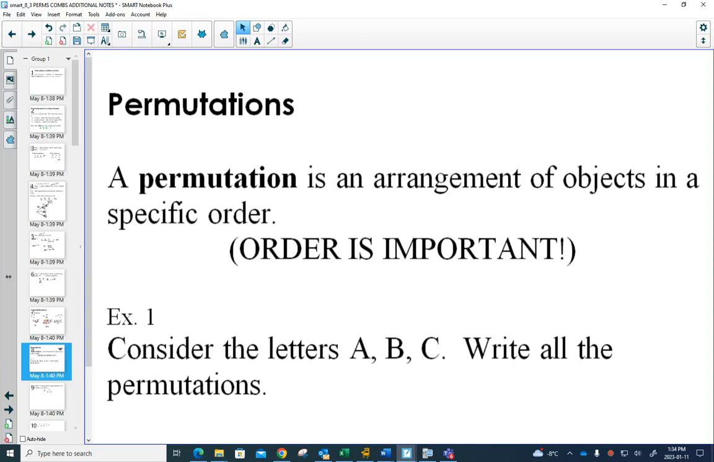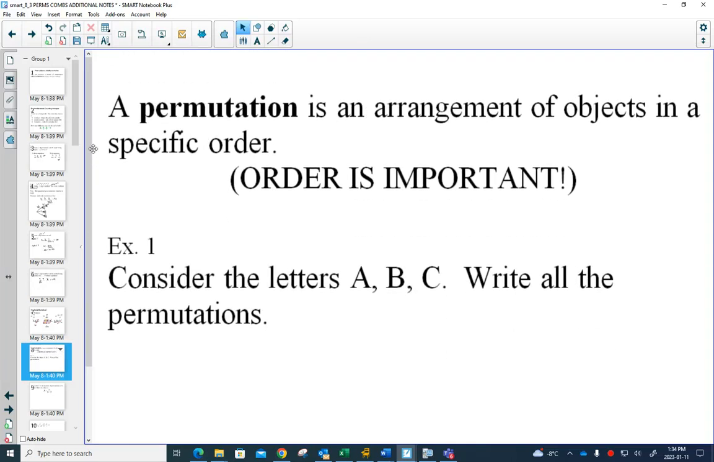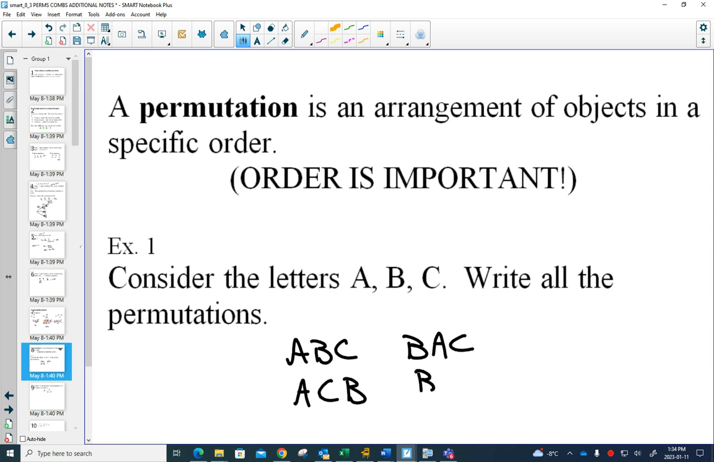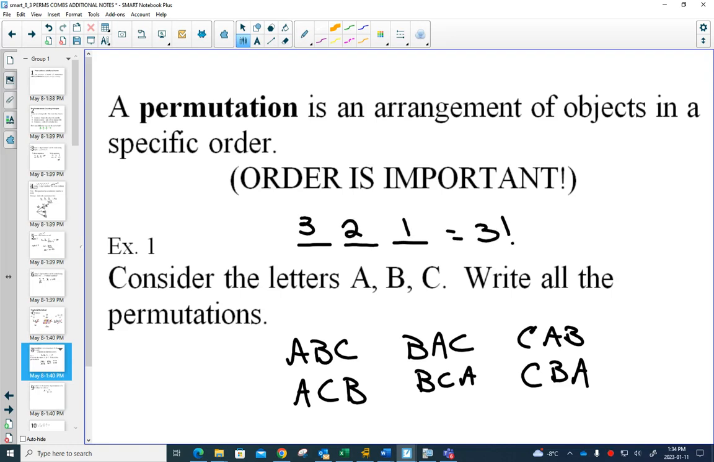So, if we had ABC and we wanted to write down all the permutations: ABC, ACB, BAC, BCA, CAB, and CBA. We could write them all down. Now, we could also count this quite quickly with spaces, right? 3 choices for the first one, then 2, then 1, which, of course, is 3 factorial. So the factorial notation comes up a lot in permutations.